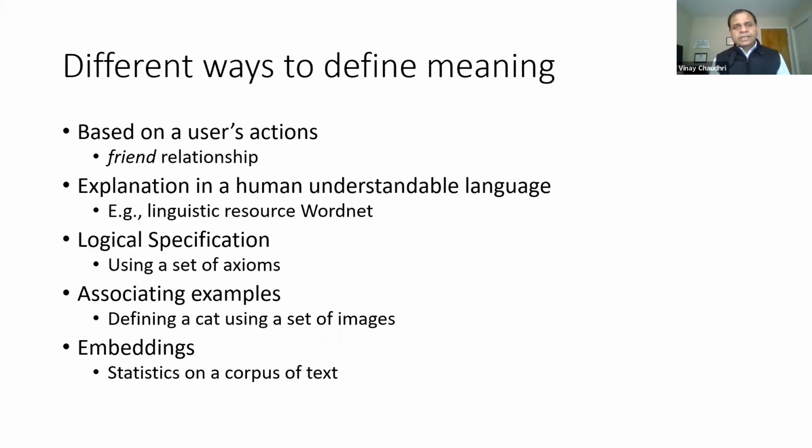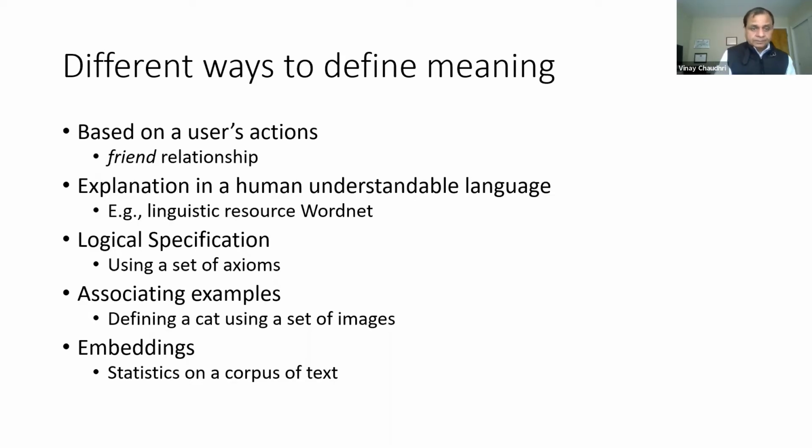The main point here is that there are many different ways to define meanings for nodes and edges. The meanings could be defined based on what has happened in the real world. They could be defined or captured in explanations written in a human understandable language. For example, there is a linguistic resource called WordNet in which the meanings of words are simply defined in English. The meaning could be defined using a set of axioms or rules as a logical specification.